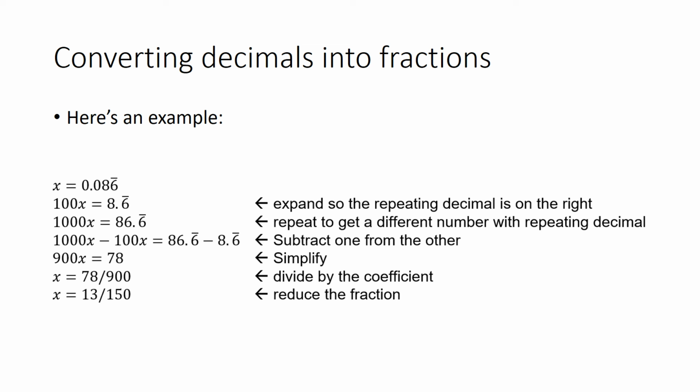Divide both sides by 900. So the fraction is 78 over 900, but you can reduce that by dividing by, what is it, 1, 2, by 6. So that gives us a simplified fraction of 13/150ths. Not an easy procedure by any means, but that's how you convert a non-terminating decimal into a fraction.